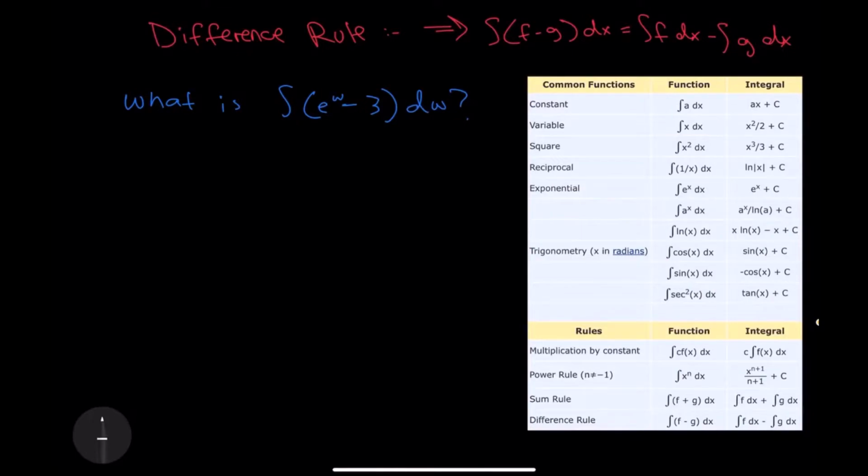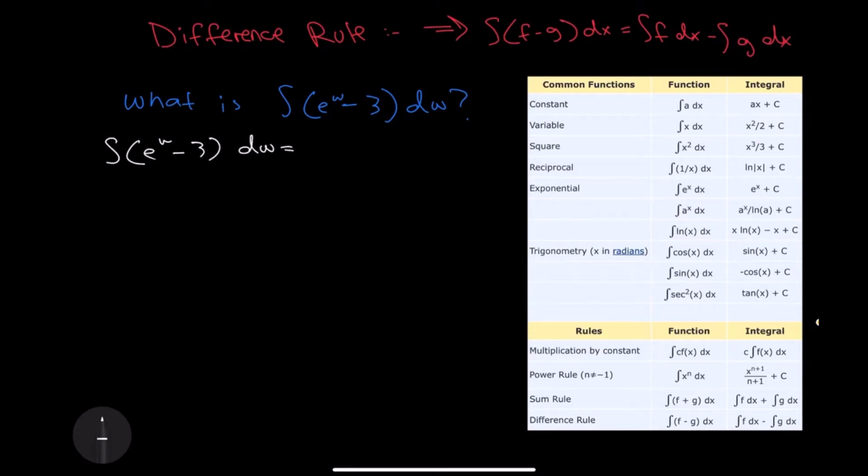We're going to see how to solve when you have to use the difference rule. So we know that the difference rule is integral f minus g equals integral of f minus integral of g. So our question is, what is integral of e powered by w minus 3? So the first step would be to apply the difference rule. So now we have e^w minus 3, dw equals.